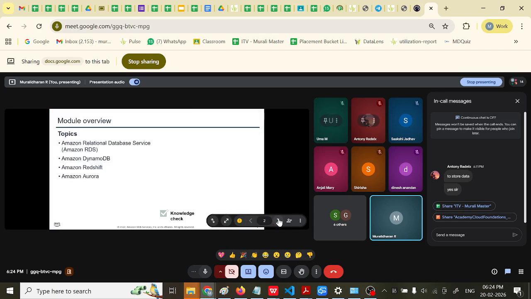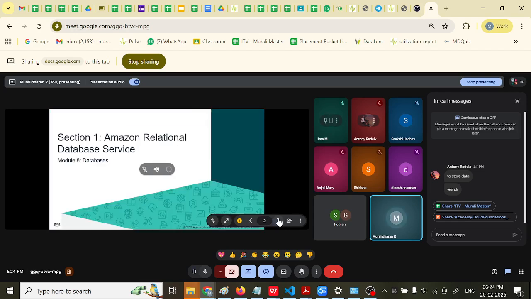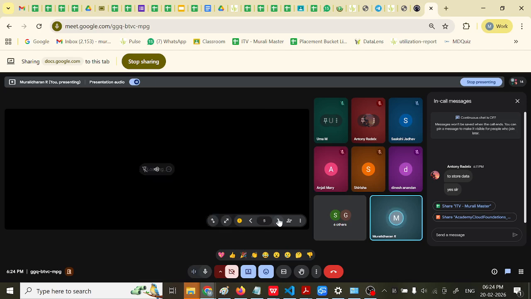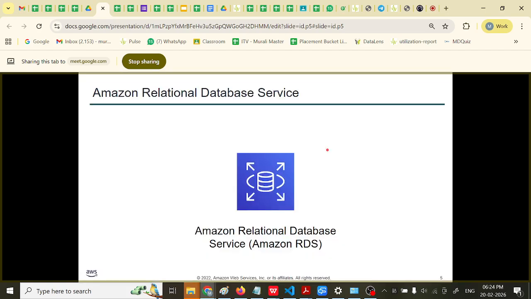So we are talking about the database. First thing is relational database. As I already explained, your relational database is what? SQL type. So what will this relational database have? Yes, relational database here in the AWS. Normally, all relational databases will have some challenges, right? So what are those challenges we have in our relational database? Let us see that first.